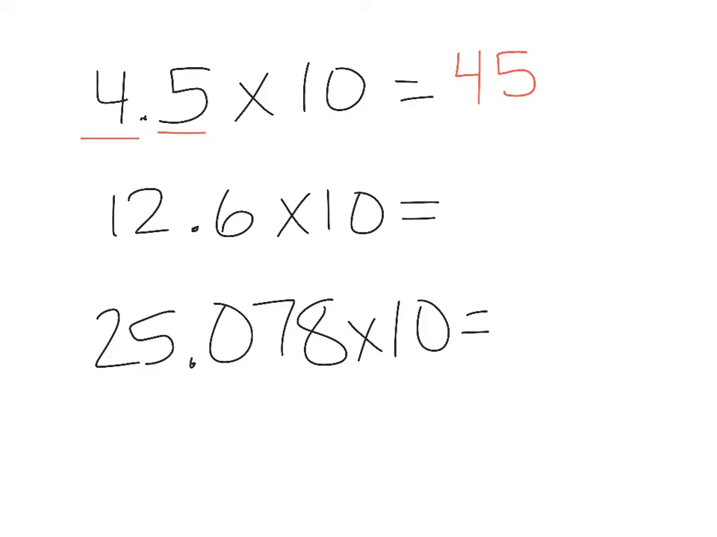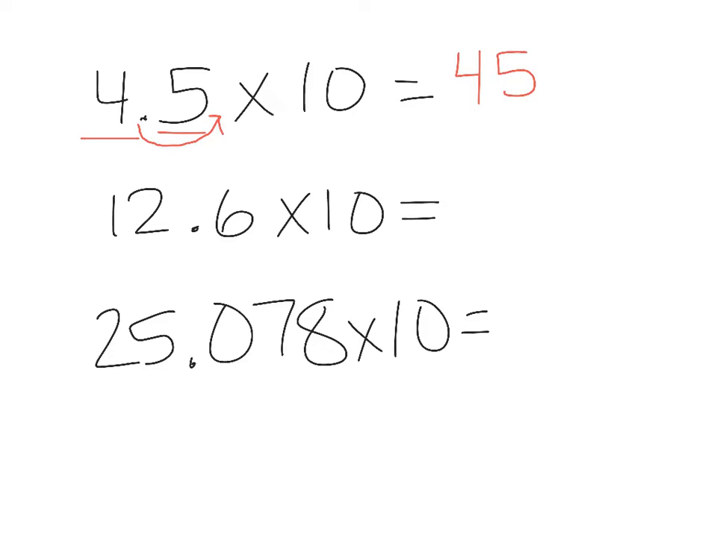Another way of thinking about it is moving the decimal point one place to the right when you multiply by 10. So we would take our decimal point and we would move it one place to the right, which is how we would get 45.